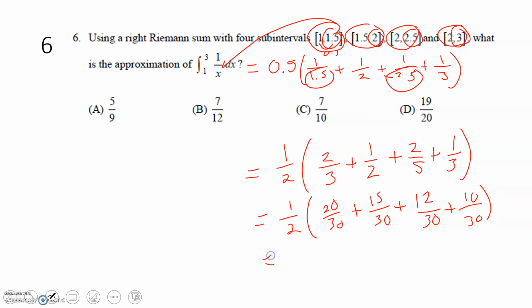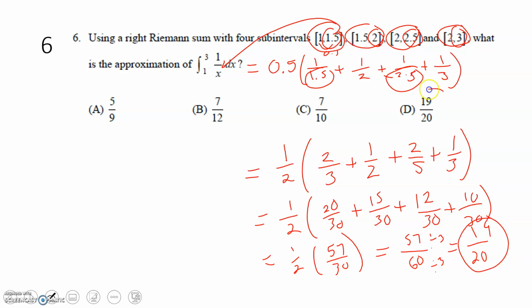We add all these together, we get 20 plus 15, that's 35. 35 plus 12, that's 47. 47 plus 10, that is 57. Then we have 57/30. And we are rewriting this once we multiply that half, so we have 57/60. And we can see here that both of these are divisible by 3. And we can see that 3 goes into 57 19 times, so we have 19/20.